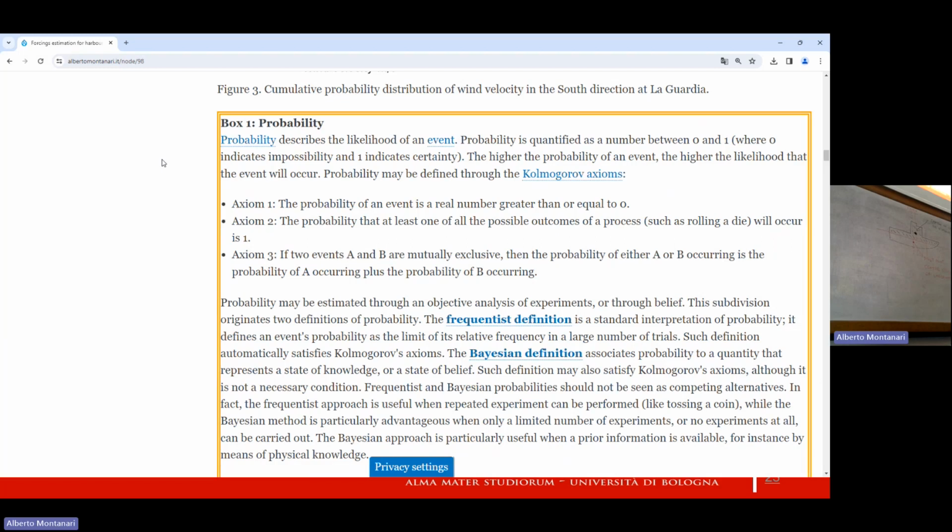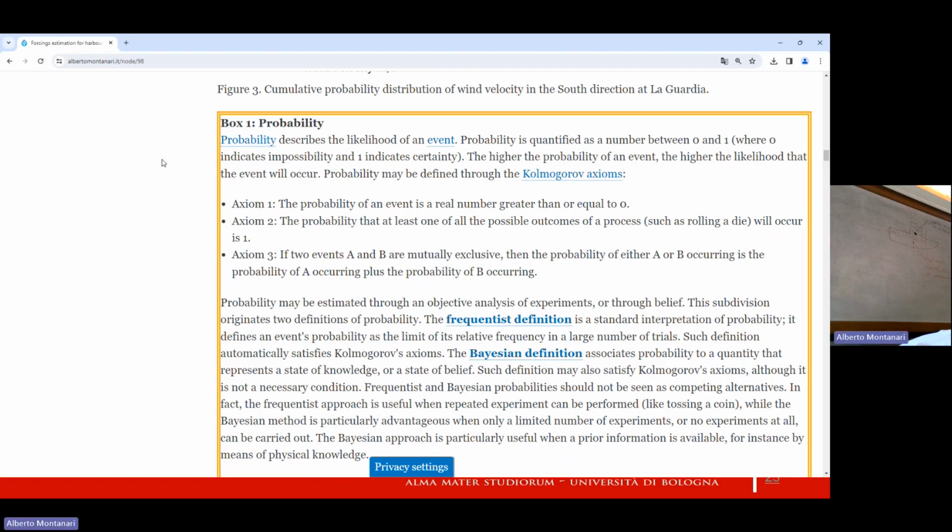Axiom 2: the probability that at least one of all the possible outcomes of a process, such as rolling a die, will occur is 1. I'll try to explain better. The space, as you defined it before, includes all the possible outcomes. So the probability of getting at least one of all the possible outcomes is certainty, okay? And it's 1. So basically, if you bridge axiom 1 and axiom 2, you get that probability varies from 0 to 1. Axiom 3: if two events A and B are mutually exclusive, then the probability of either A or B occurring is the probability of A plus the probability of B.